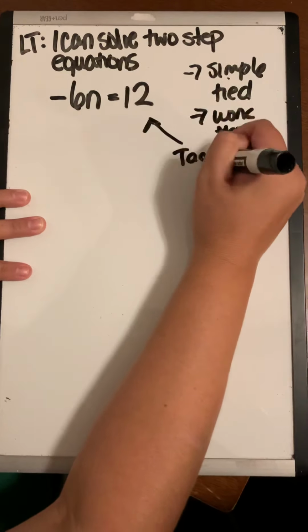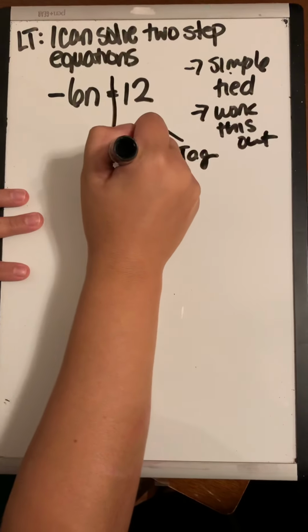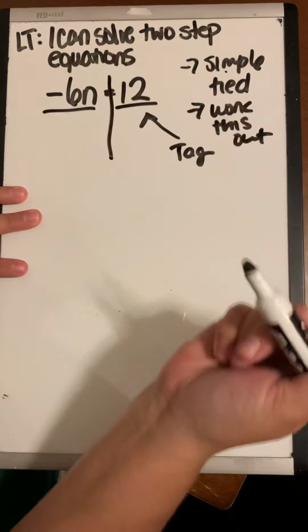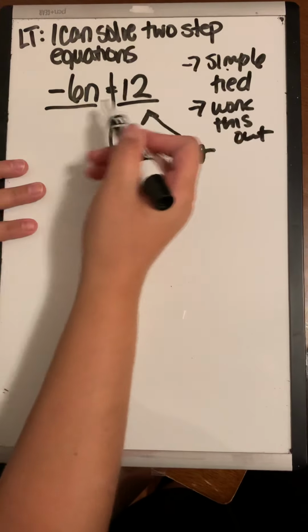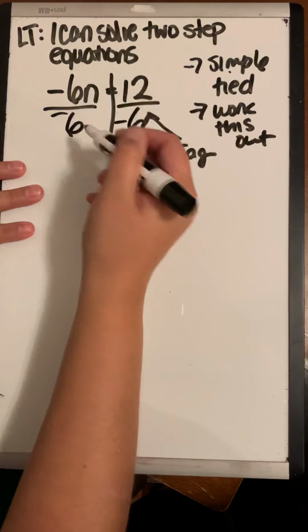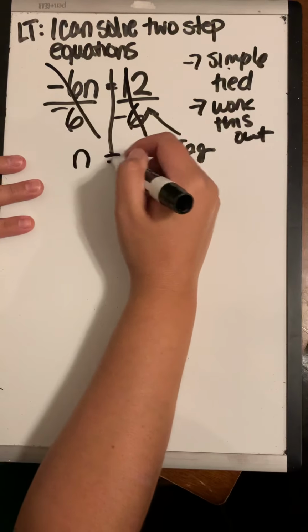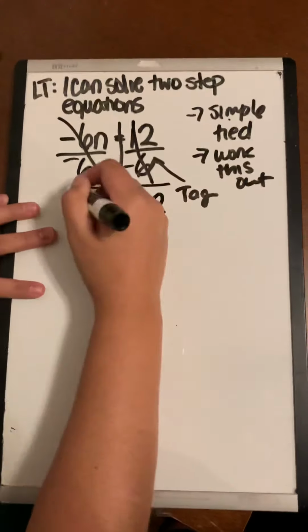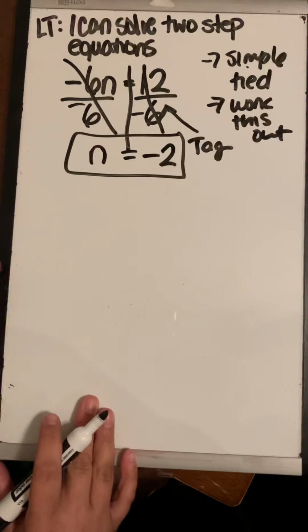They will tag what I do, because I want them to recognize that I draw the river, that I do the inverse operation, and I use the vinculum, or the line, to show division, and that I divide by the -6 because I have to isolate the n. They see my cancellation, and then they see me restate the answer and box it in, because this is going to tie into what I need them to do in my model.